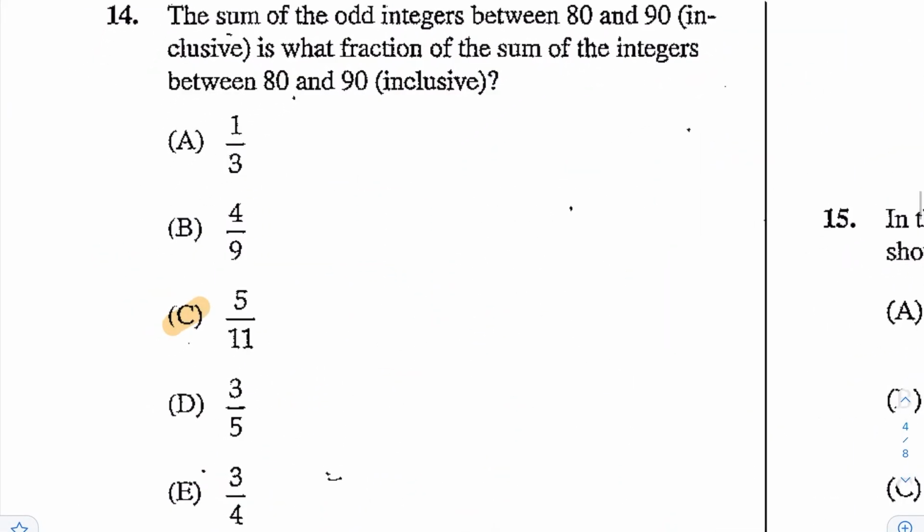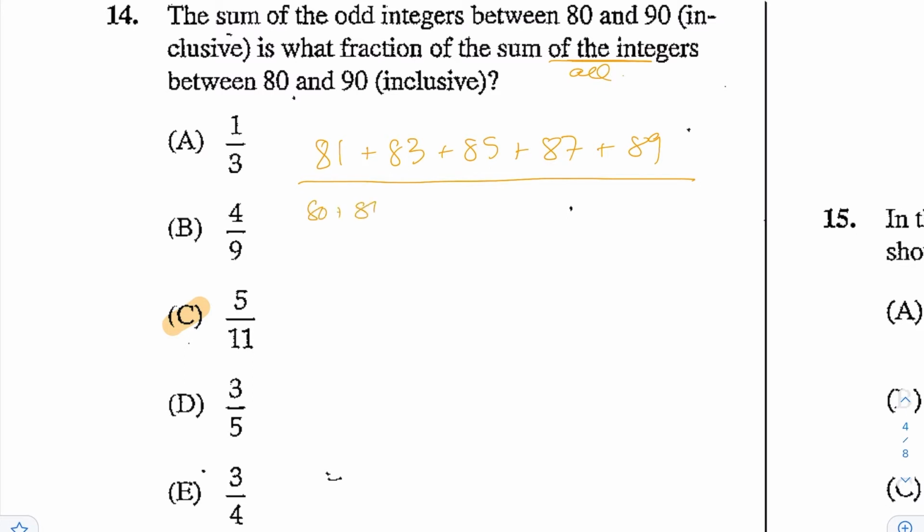All right, next for number 14, the sum of the odd integers between 80 and 90, inclusive, which means including both of them, is what fraction of the sum of the integers between 80 and 90 inclusive? So you want to add the odd integers between 80 and 90. So that's 81 plus 83, 85, 87, and 89. And is what fraction of all the integers?